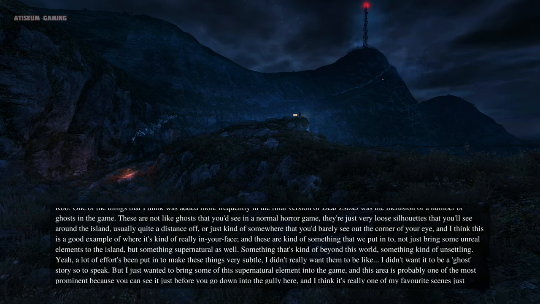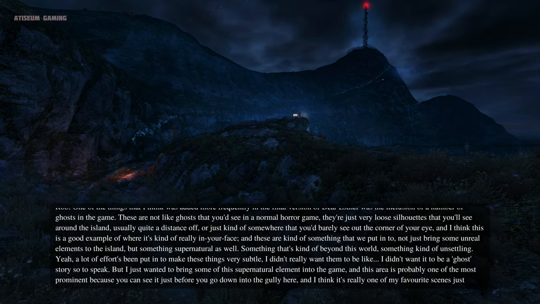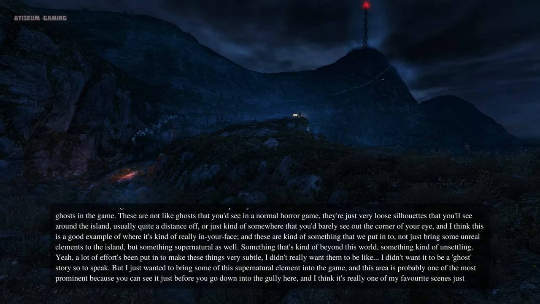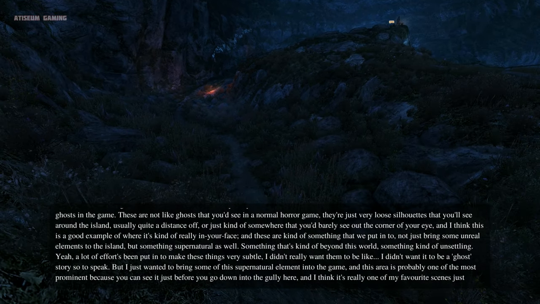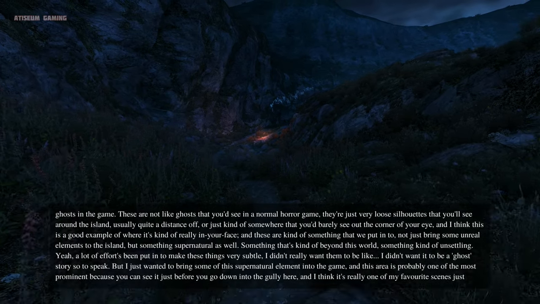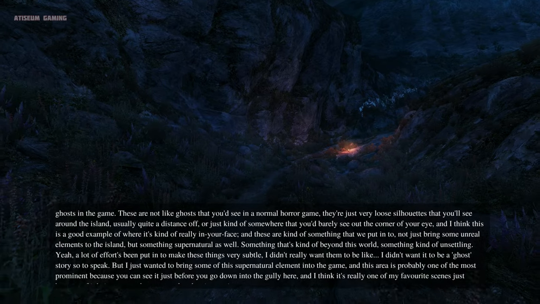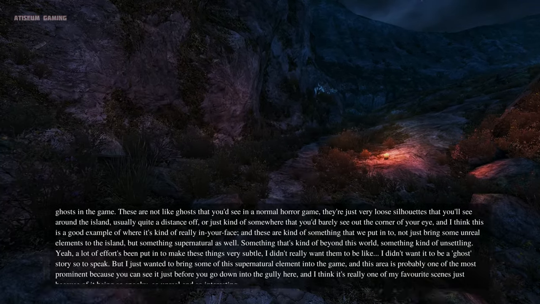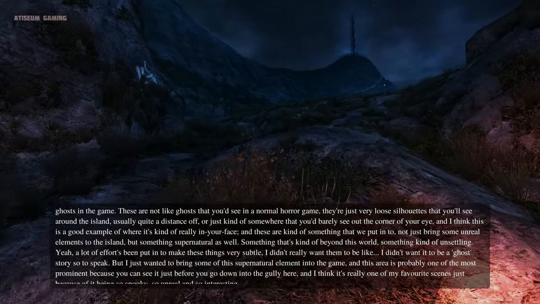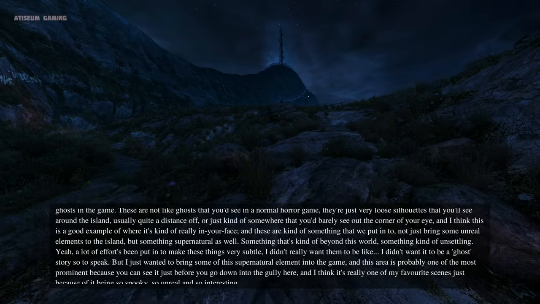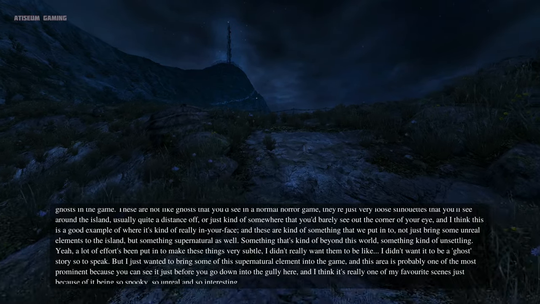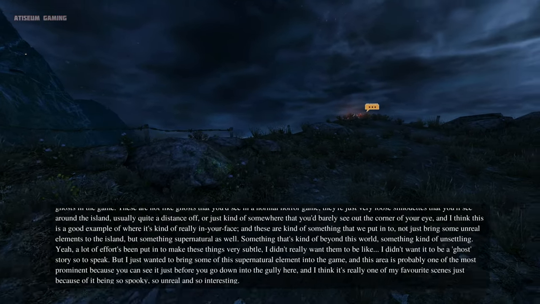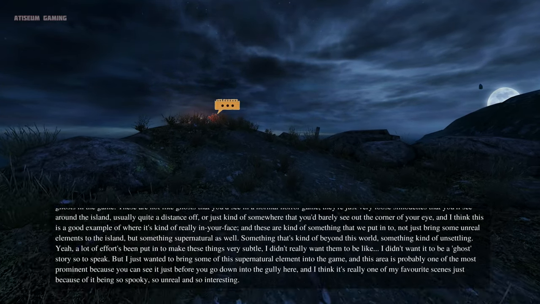I think this is a good example of where it's not really in your face. These are something we put in to not just bring some unreal elements to the island, but something supernatural as well, something beyond this world, something unsettling. A lot of effort's been put in to make these things very subtle. I didn't want it to be a ghost story, so to speak, but I wanted to bring some of this supernatural element into the game. This area is probably one of the most prominent because you can see it just before you go down into the gully here, and it's really one of my favorite scenes just because of it being so spooky, so unreal, and so interesting.